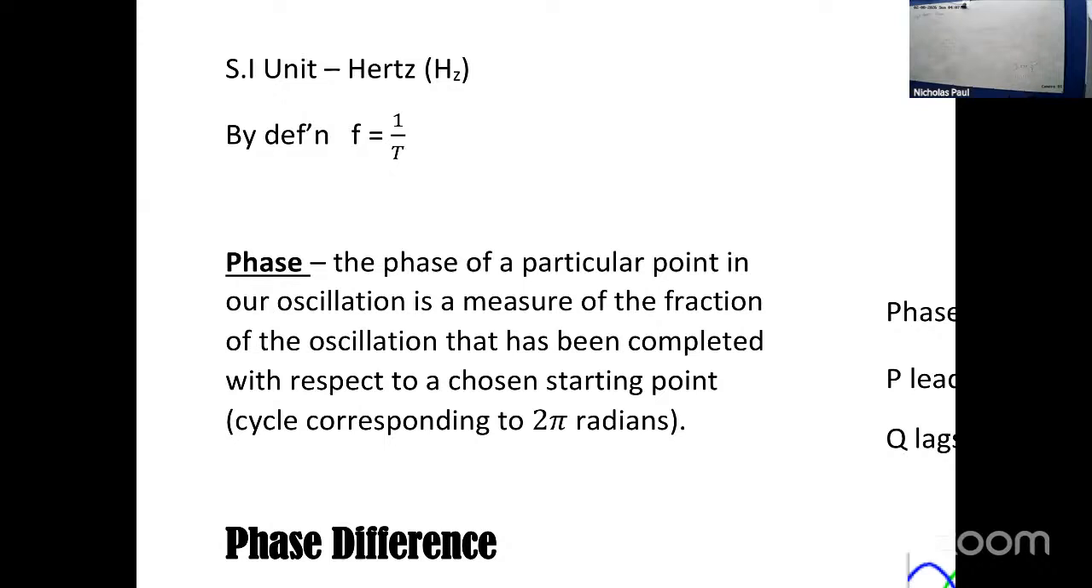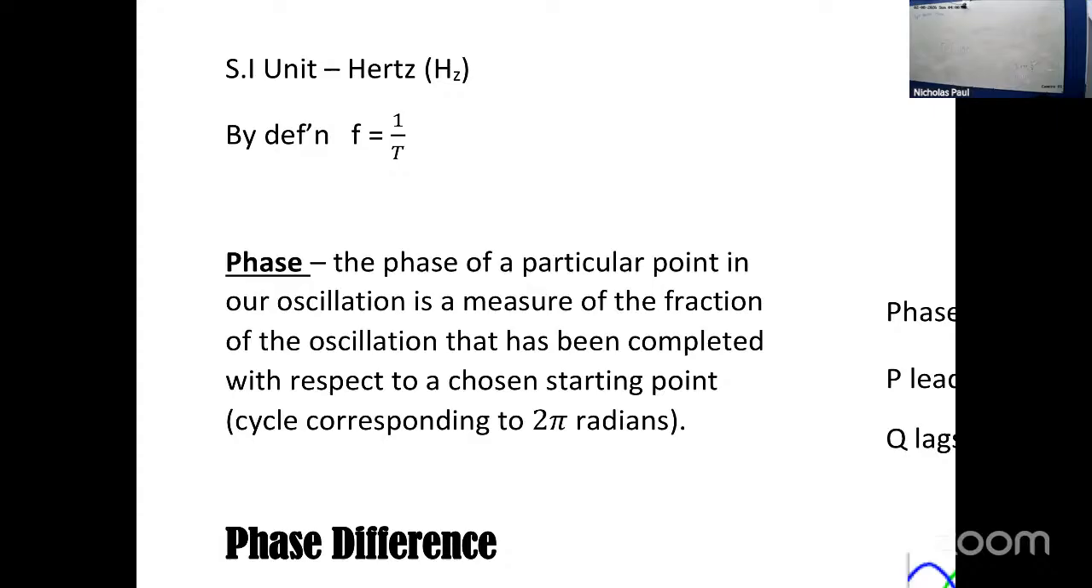Now we're going to go a little more in between. Phase difference could be a quarter, half, and so on. So you want to take a look at how to find phase difference. The phase of a particular point in our oscillation is a measure of the fraction of the oscillation that has been completed with respect to a chosen starting point. All of your phase is between 0 and 2 pi.